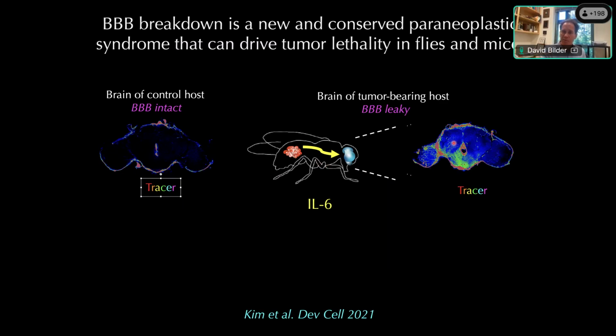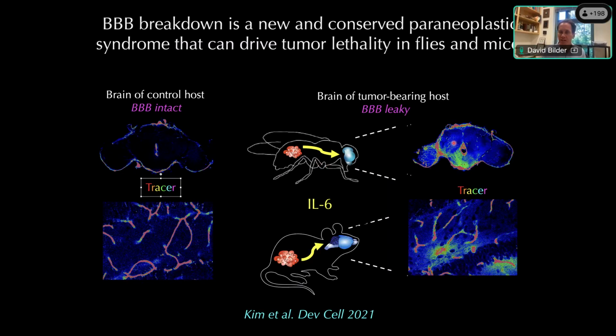We collaborated with mouse modelers to show that at least in one mouse model of cancer, the same is true. This is IL-6 mediated, and again, it contributes to the demise of the mouse from the tumor. So the fly can be not only used to explore known human tumor-host interactions, but also to discover new ones.